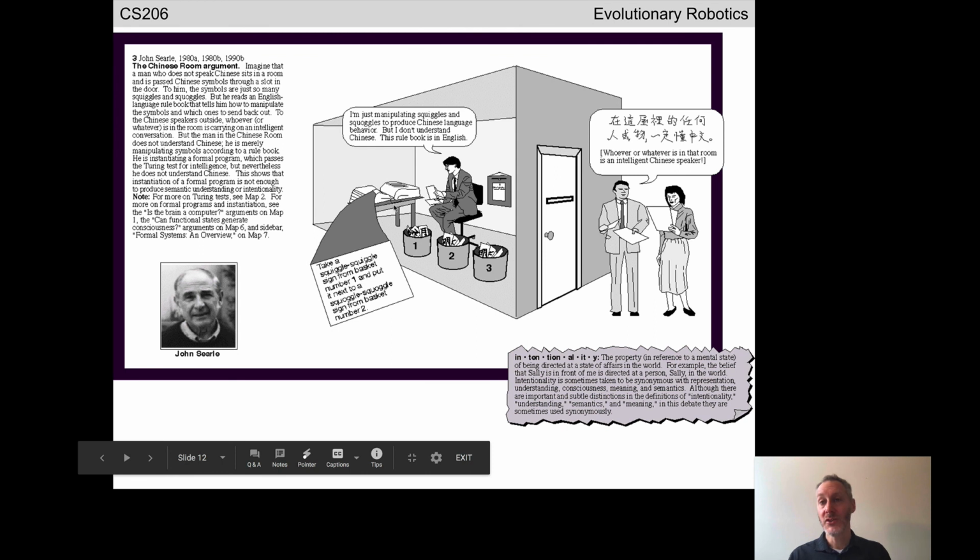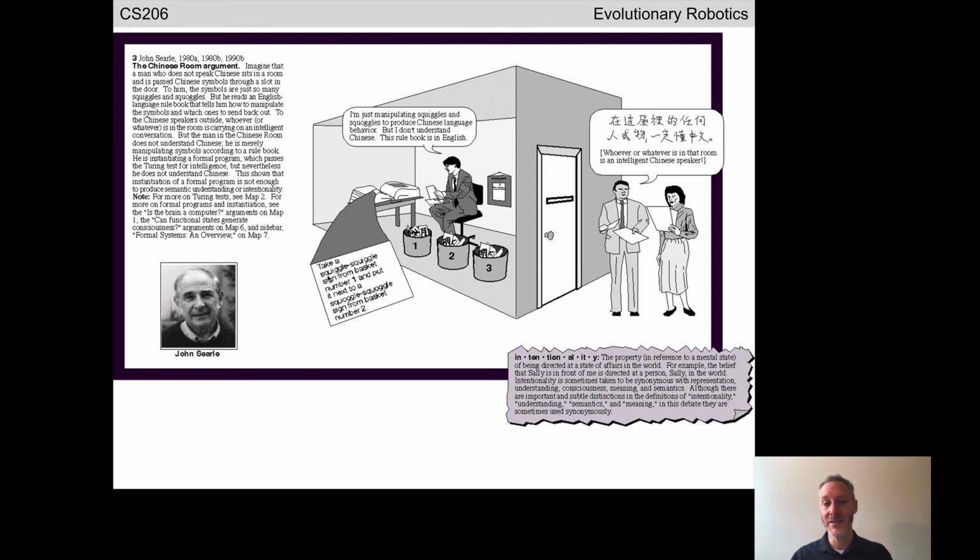This instruction book is written in English, so the English speaker can read this book, and it says things like, if you see this particular set of squiggles on a given piece of paper, then I want you to write these other set of squiggles on another piece of paper. Okay. So obviously this book is representing some sort of computer code.